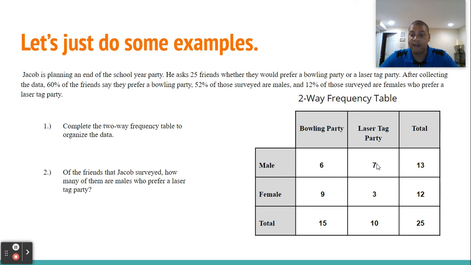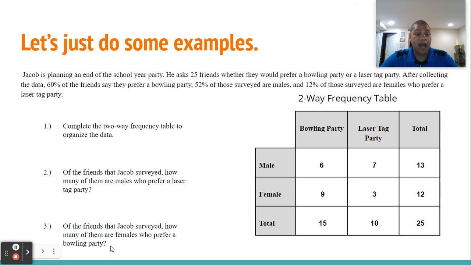And 7 out of the 25 people were males who wanted the laser tag party. Of the friends Jacob surveyed, how many of them are females who prefer a bowling party? Females, bowling party, 9. 9 of the 25 people were females who wanted to go bowling. And that's it for these types of problems, right? I mean, this is really what the homework is.